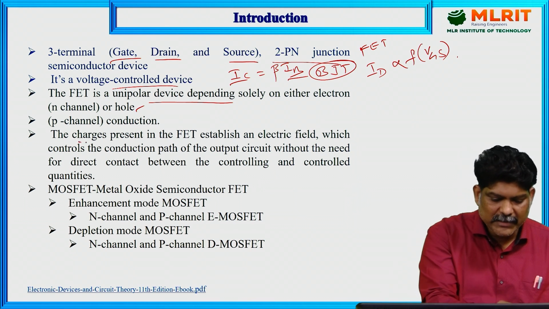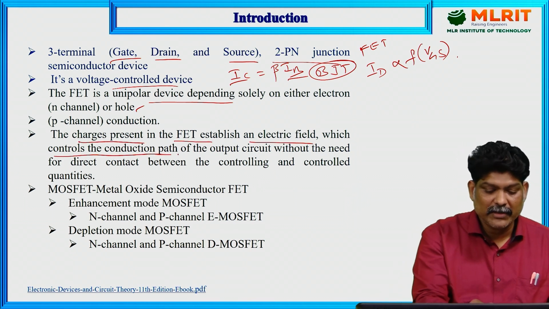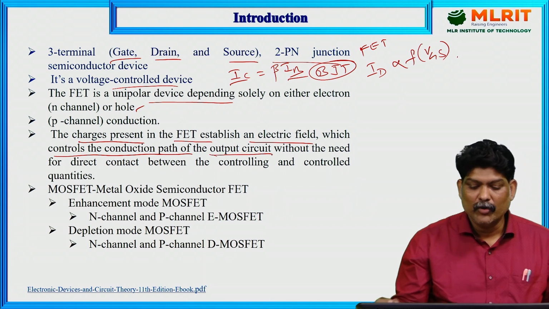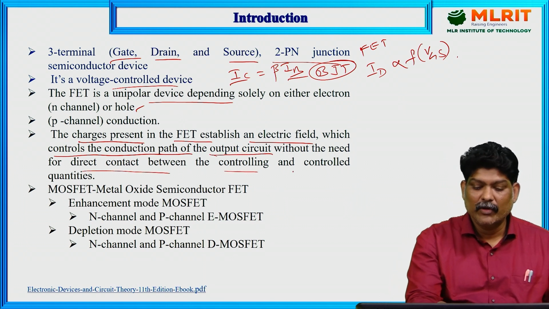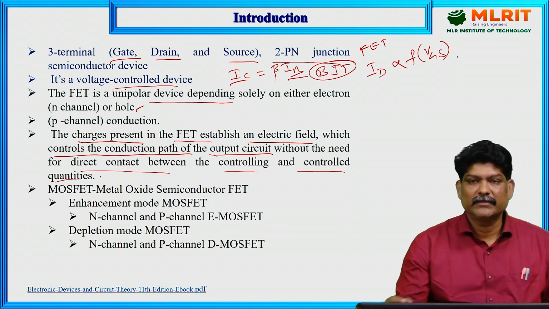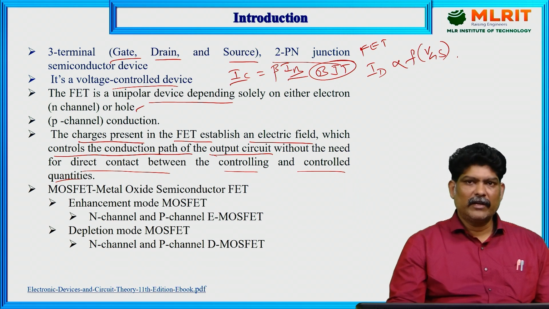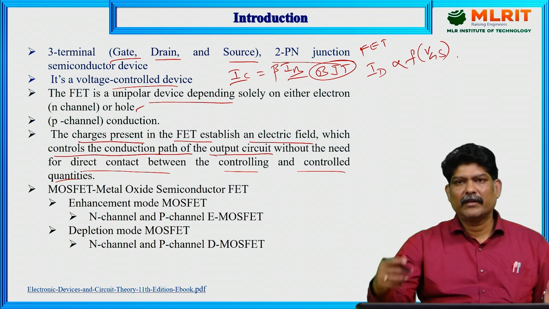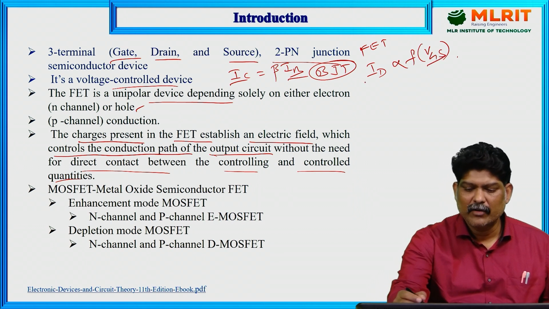The charges present in the FET establish an electric field which controls the conduction path of the output circuit without the need of direct contact between the controlling and controlled quantities. That is the basic principle. There is no direct contact between the controlling parameter and the controlled parameter. Here the controlling parameter is VGS and the controlled parameter is ID.